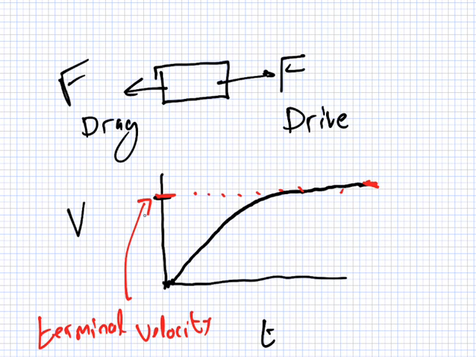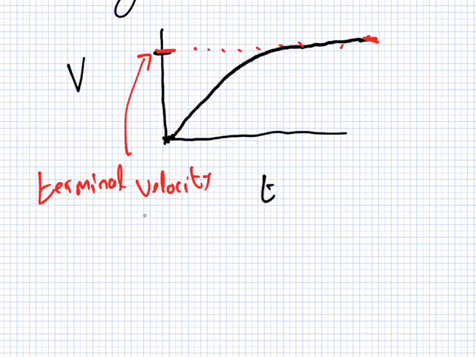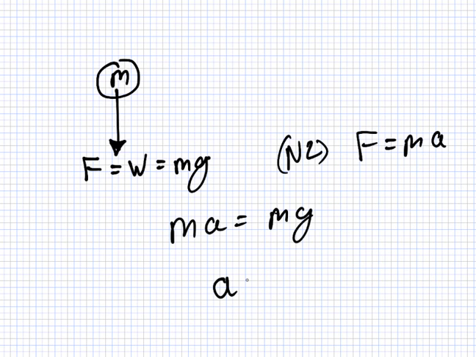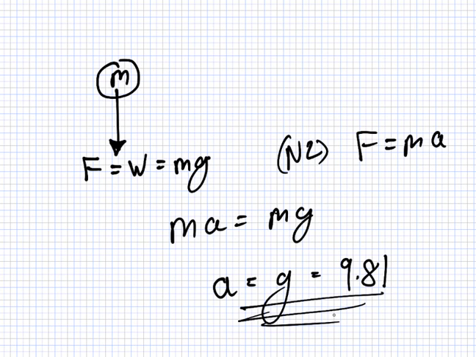Okay, so we continue that idea here. Next. Now, let's see here. We have this mass here, and it falls. What's its force? It's W, which is mg. And what's Newton's second law? F equals ma. So if I put these together, you get ma equals mg. So then what does a equal? g, which is 9.81.